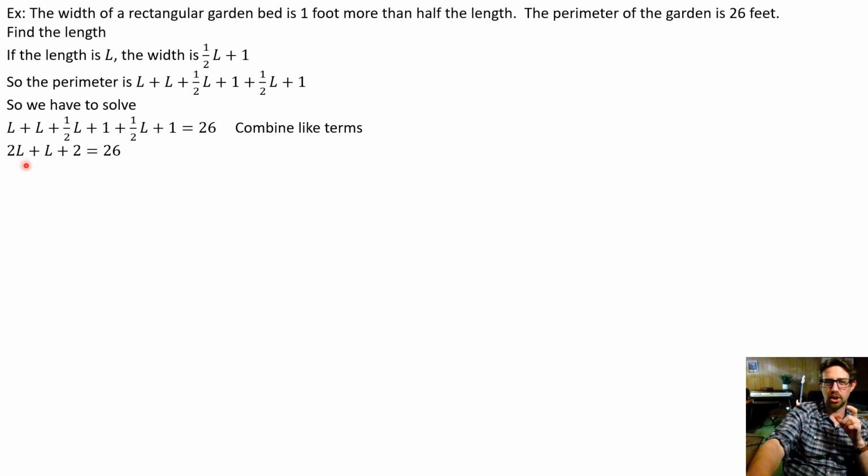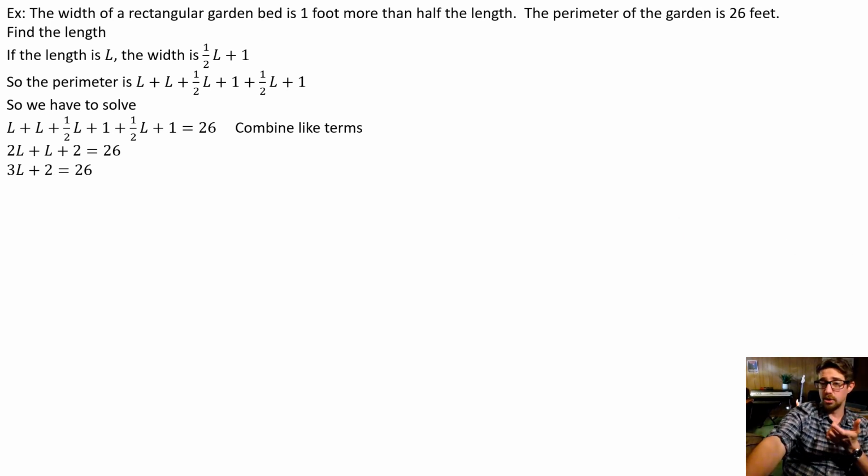Okay, so I could have jumped right to 2L plus L is 3L. If you did that in your own work, great. I'm happy. You should. But I'm just being careful for now. And then the 1 and the 1 are like terms, so they made the 2. So now it's 3L plus 2 equals 26.